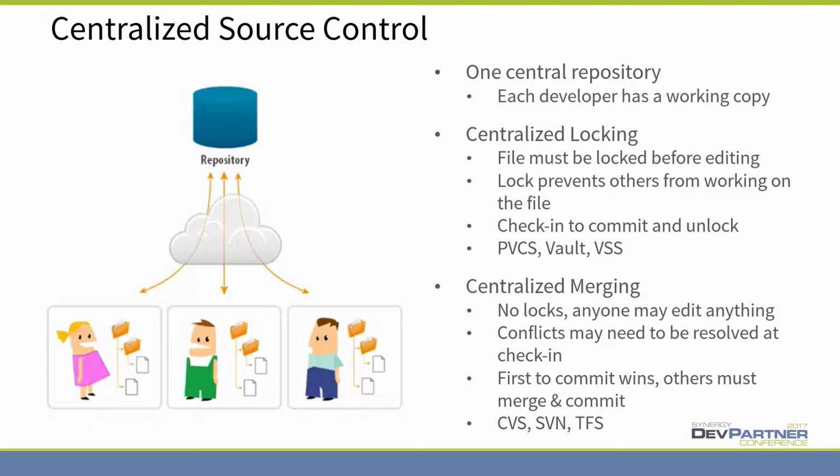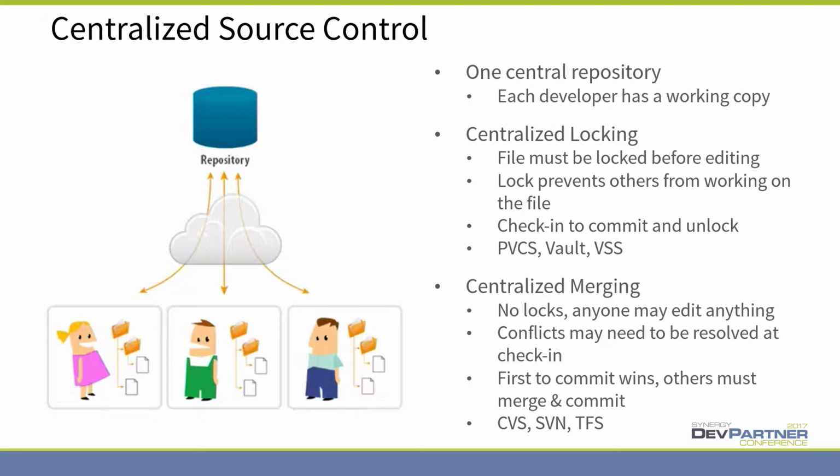And essentially what happens in a centralized merging environment is the first developer to commit changes to a certain file wins, and if anybody else subsequently tries to make changes to the original version of that file, then they're going to have a problem when they try and commit. They're going to have a conflict, and they're going to have to resolve that conflict at that point in time. So the second or subsequent person to come along and try and change the file will lose.